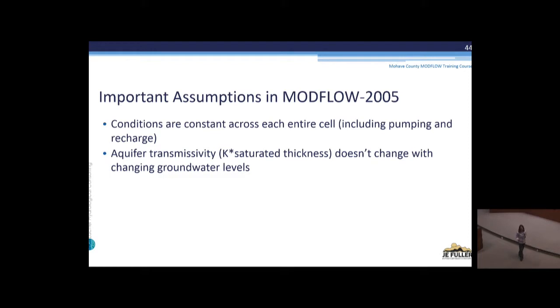And that is only important if you have maybe a very small scale area that you're looking at where each well imposes such a great stress on the saturated thickness that it really does change the way groundwater flows.